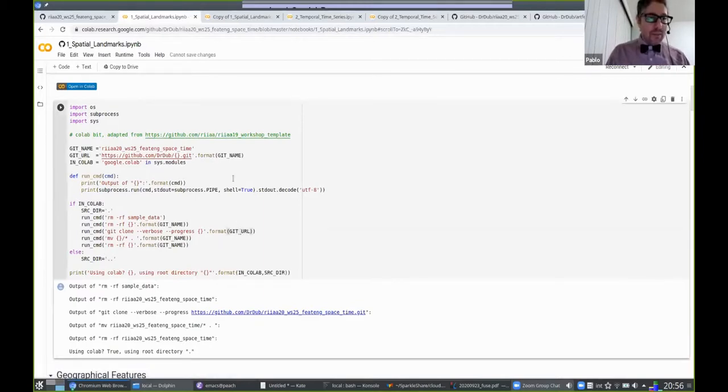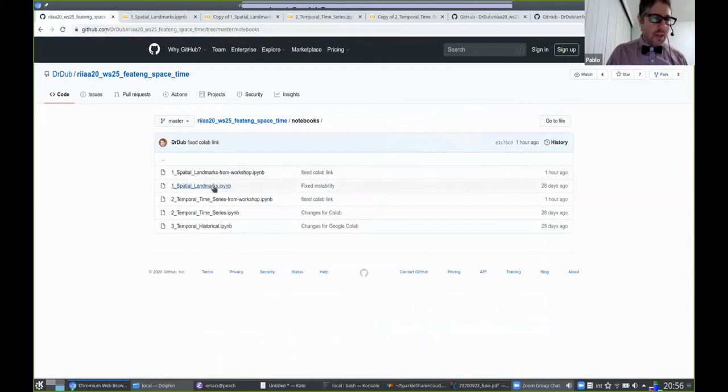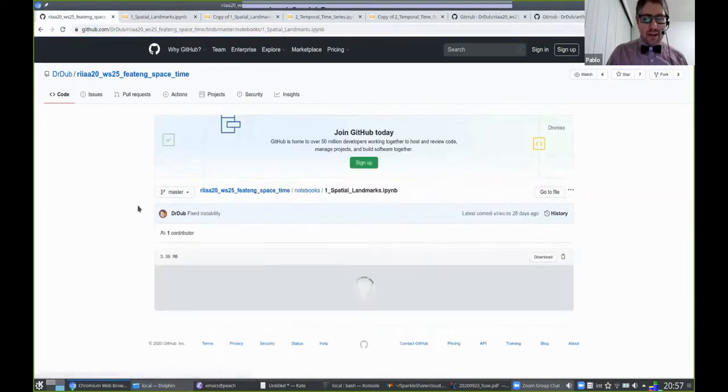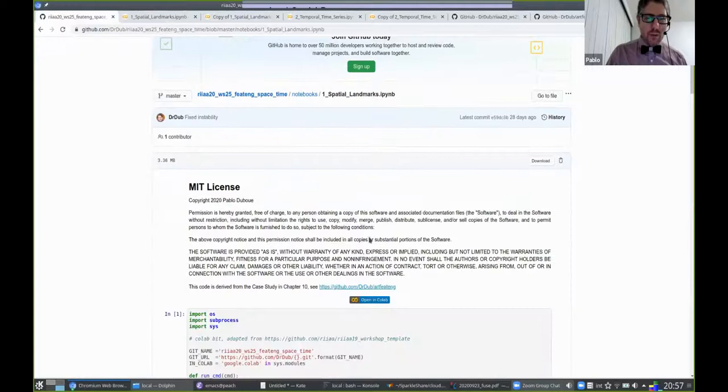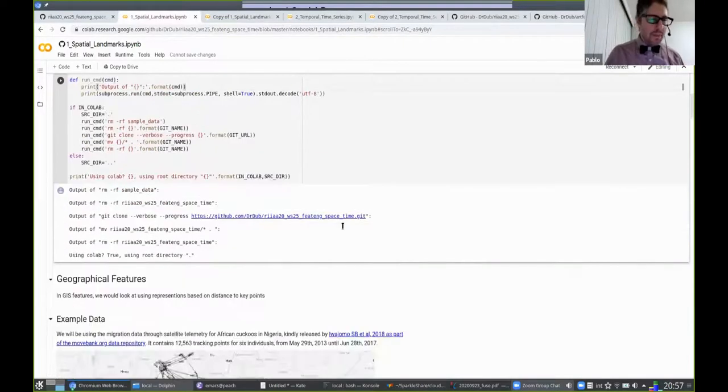This one I posted on the chat, the notebooks. They're on GitHub. You just come here and press open in Colab, and you will get it here. The Colab clones the notebook to get the data.